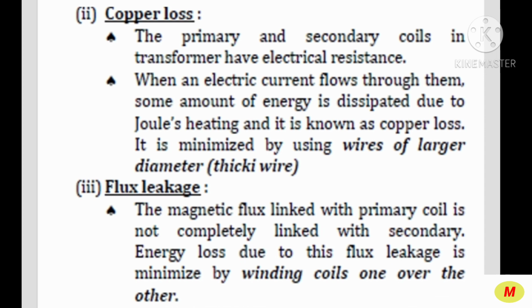Next one is about copper loss. The primary and the secondary coils in the transformer have electrical resistance. When an electric current flows through them, some amount of energy is dissipated due to Joule's heating effect, and this is known as copper loss. This copper loss is minimized by using wire of larger diameter, such that thick wire.